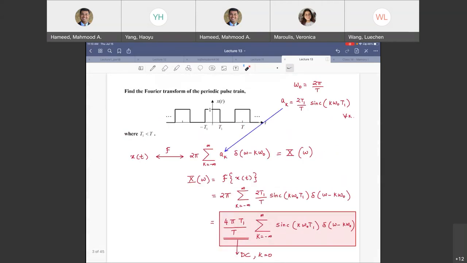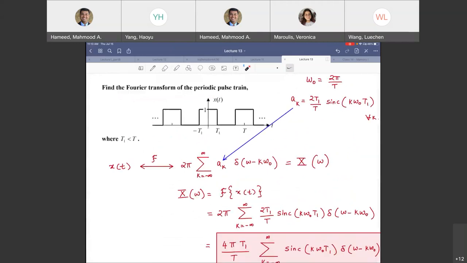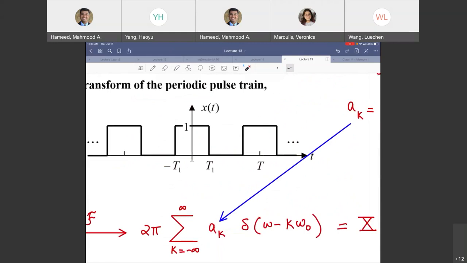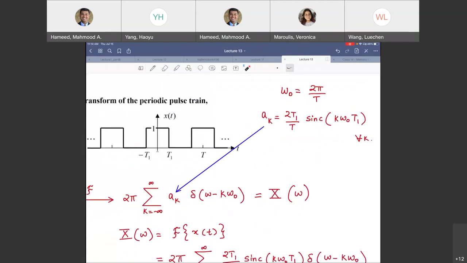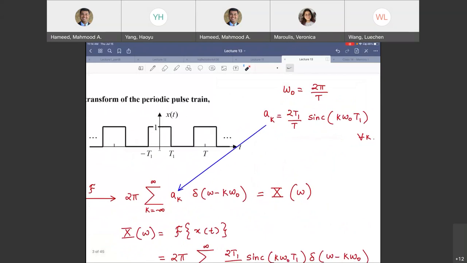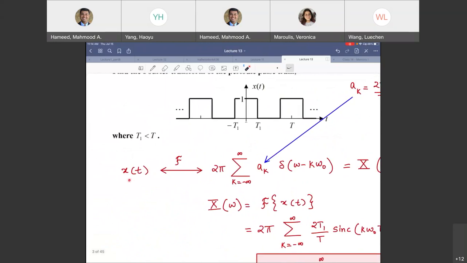Next, let me find out the Fourier transform of a periodic pulse train. Because this is just simply a substitution of ak, I've already done that particular example. We can run through this very quickly. We have got this pulse train over here, which is one between negative T1 and T1. The time period of this signal is capital T. The Fourier series coefficients of this were derived as 2T1 divided by T sinc k omega naught T1 for all k. We know it's a periodic signal, so the Fourier transform of that is 2 pi summation over all k ak delta of omega minus k omega naught.